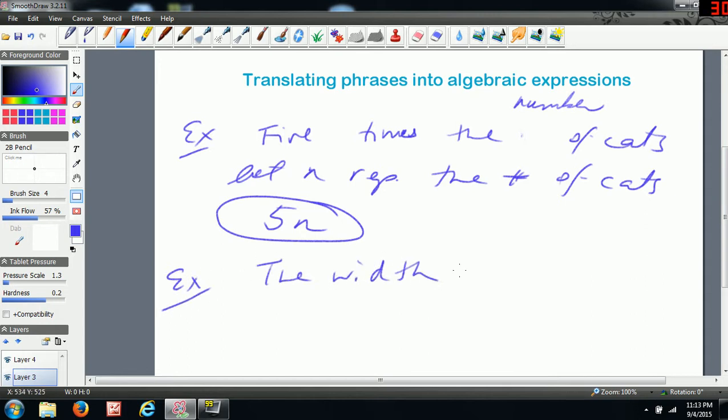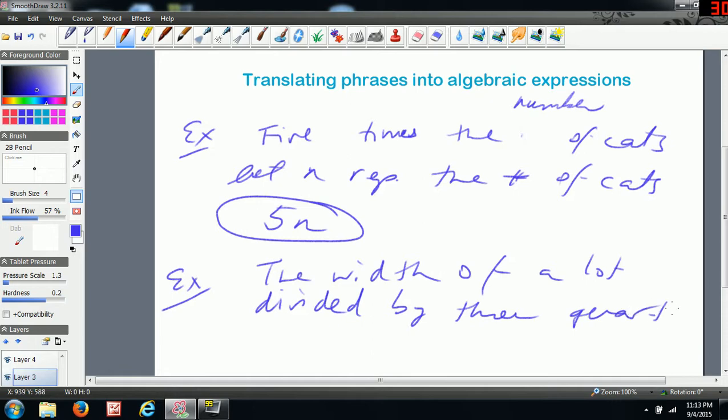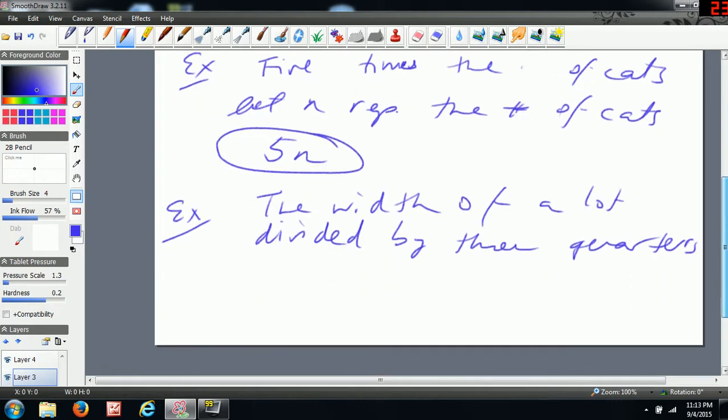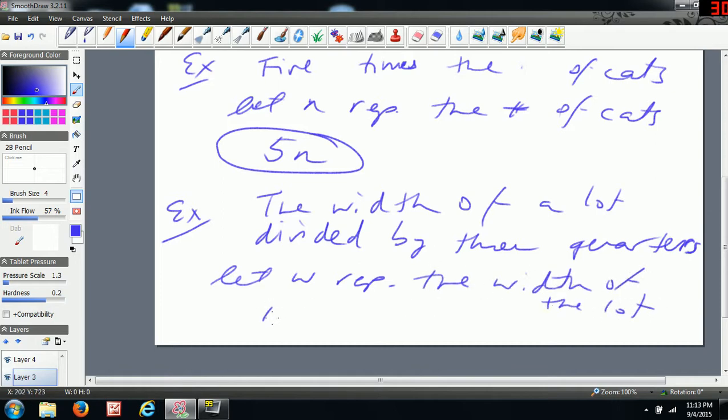The width of a lot divided by 3/4. If we let w represent the width of the lot, then w divided by 3 over 4 changes to multiplication and flips the second fraction, and becomes 4w over 3. So that would be our answer there.